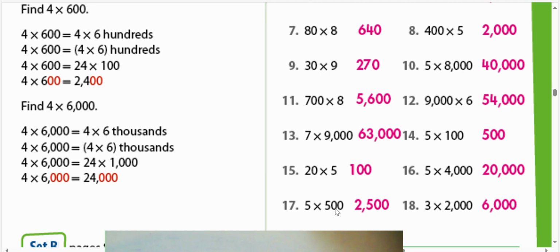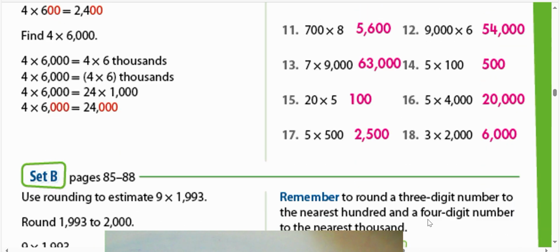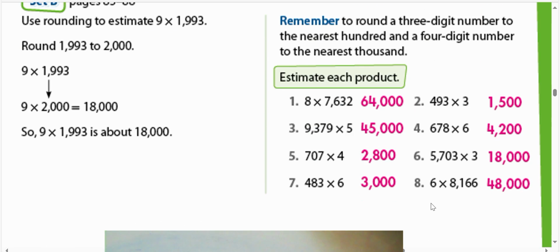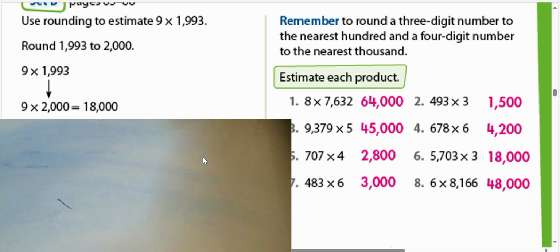And 5 times 500 equal 2,500. And 8 times 8,000 equals 64,000. 493 times 3 equal 1,500. You can find the result like this.